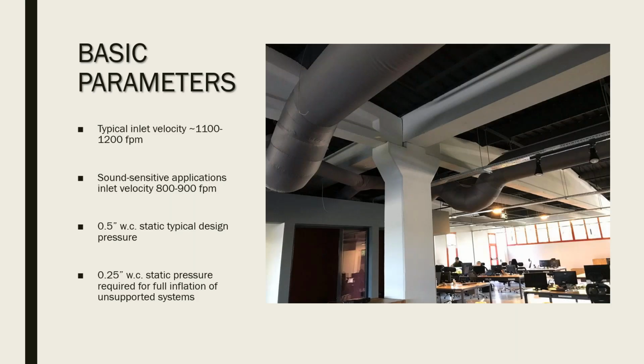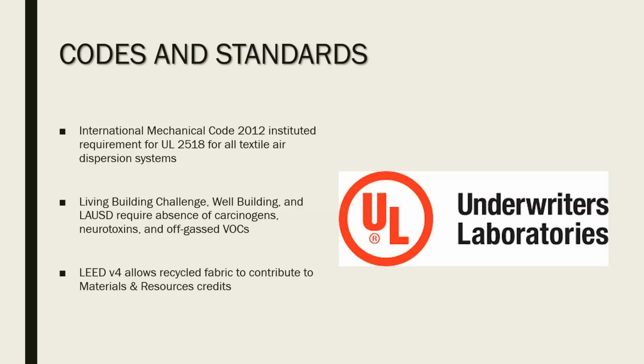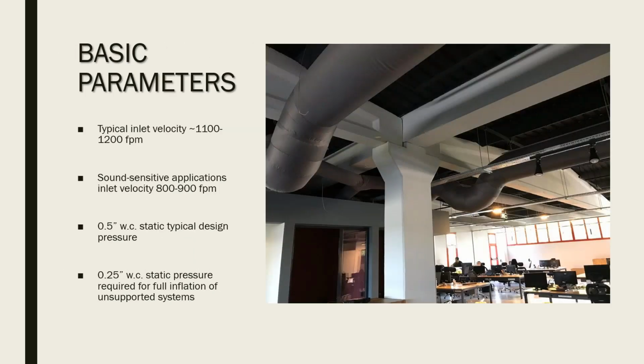So the basic parameters of designing a system. This is kind of redundant because we've already gone through this. So again, typically the inlet velocity is between 1,100 to 1,200 feet per minute. We do not like to design over 1,600 feet per minute. Again, anything over that, you would definitely need some internal support, and more often than not, you would need that fabric tensioning support option that will prevent any type of turbulence from very high velocity from destroying the fabric. And then also for sound sensitive applications, again, 800 to 900 feet per minute.